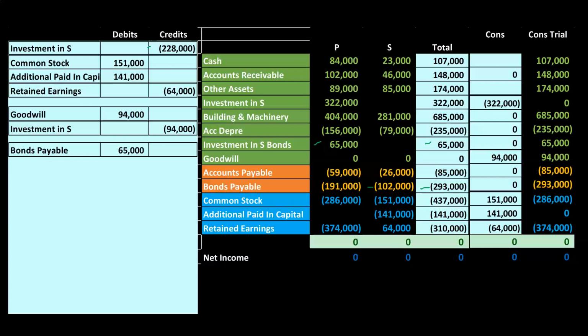So we're going to say, all right, let's remove the bonds here, and then let's remove the investment in S. If we remove the investment in S, then that's going to go back down to zero. So the next thing that we have, we've removed that intercompany transaction.